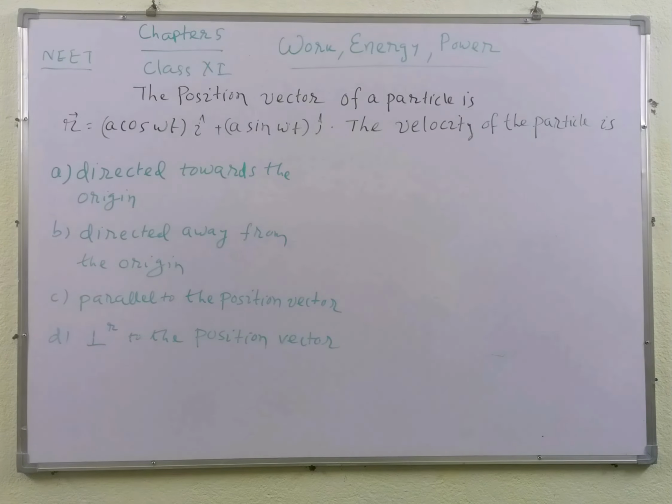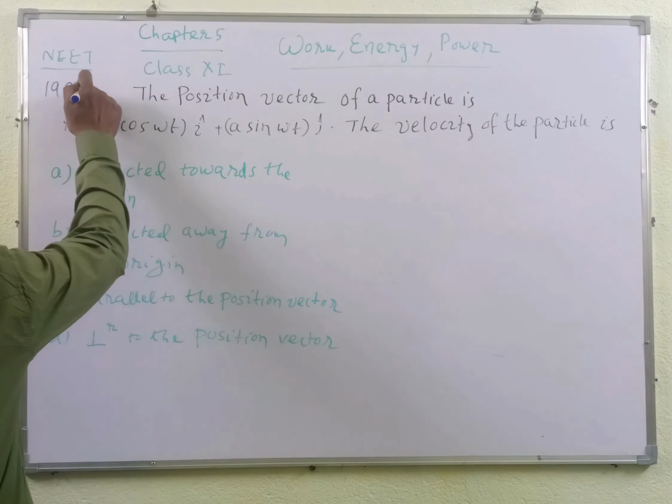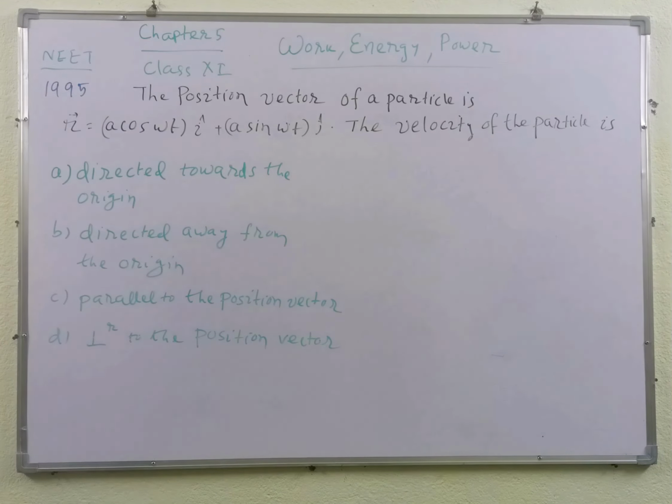Students, this question was asked in the NEET exam from chapter 5 of class 11, that is from the chapter of work, energy and power. This was asked in the year 1995. Let me write it here. 1995. Students, the position vector of a particle is r equal to a cos omega t i cap plus a sin omega t j cap.